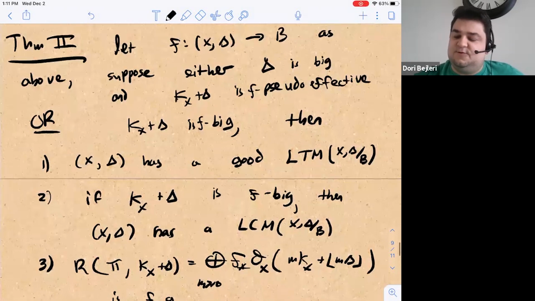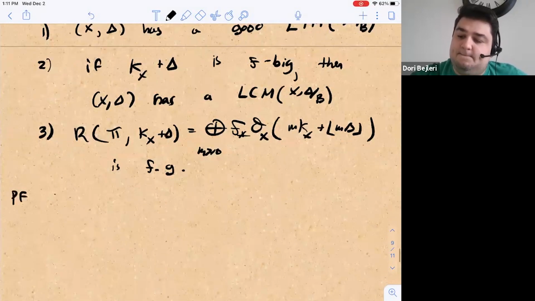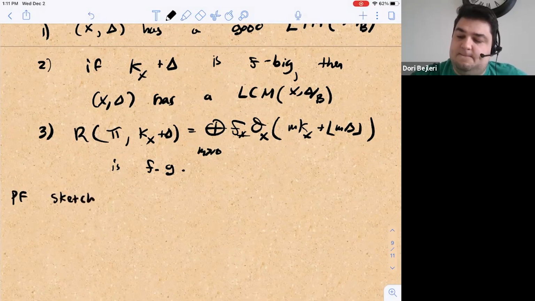Okay, so let me say a few words about how theorem 2 essentially directly follows from theorem 1. And maybe I'll stop there for today.